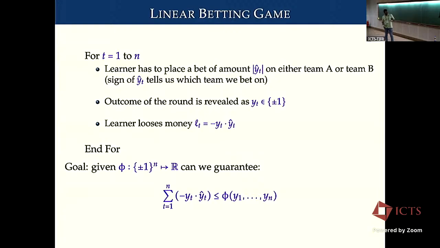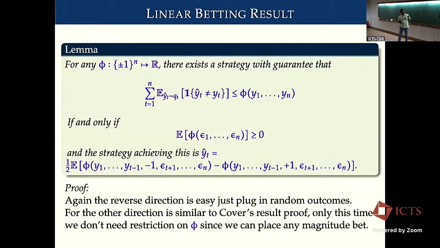Also, the other difference here is that earlier ŷ_t was either +1 or -1, and it was drawn from q_t. Here ŷ_t is a real valued number, right? So the loss is linear in ŷ_t. And this has an advantage that now you don't need a randomized algorithm, a deterministic algorithm works. And that's basically the result that we sketched out earlier.